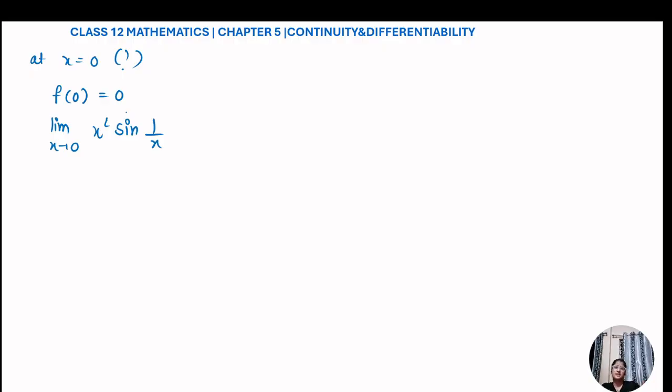Maybe some of you know this very easily, but let me explain in case a few of you don't. When x tends to 0, x square tends to 0, but we don't know about sine 1 upon x, because when x tends to 0, 1 upon x is infinity. So this is sine of infinity, and we don't know what it is. But what we know is that sine is bounded. Sine theta takes values in -1 to 1 only.